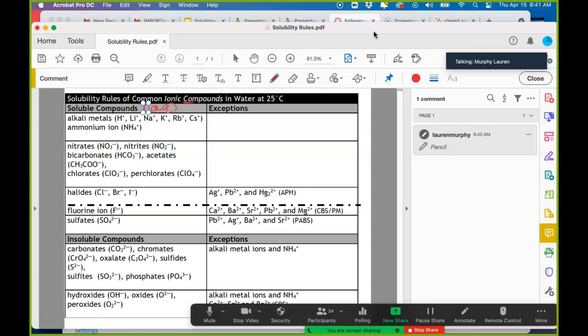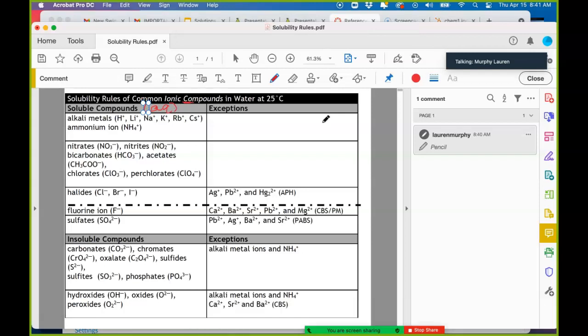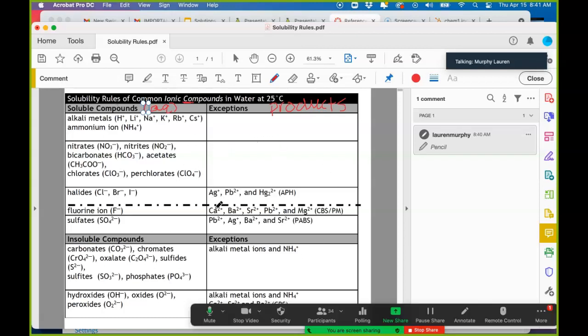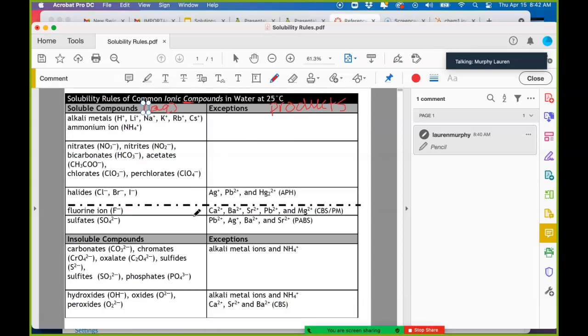Now, this part right here is what we will use to predict products. These solubility rules are for products only. So how do you know your reactant state of matter? The wording in the problem will tell you. This chart is only used to predict the state of matter of products. And again, it's going to make more sense when we start practicing.